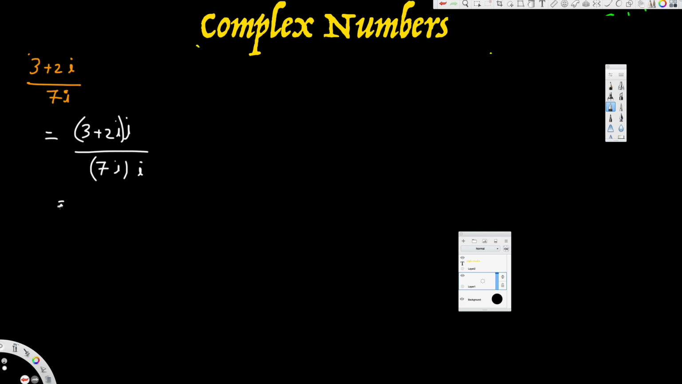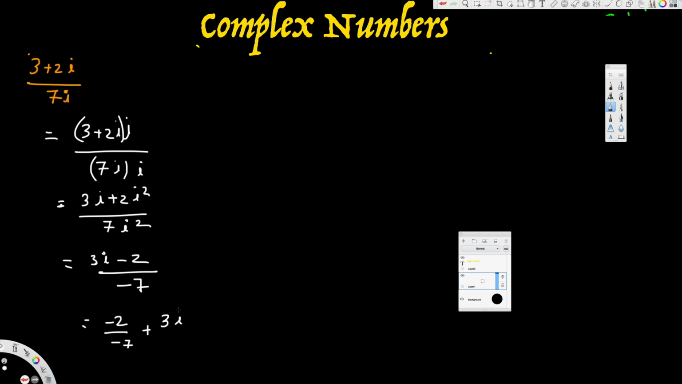In the numerator we are going to have 3i plus 2i square, in the denominator 7i square, and let's substitute i square is -1 for all the i squares. 2i square, i square is -1, so -1 times 2, we are going to get -2, and in the denominator i square is -1, -1 times 7, -7, and if we write it in a standard form, -2 over -7 plus 3i over -7, and if we distribute the negative, the first one becomes 2 over 7, and the last one minus 3 over 7i.